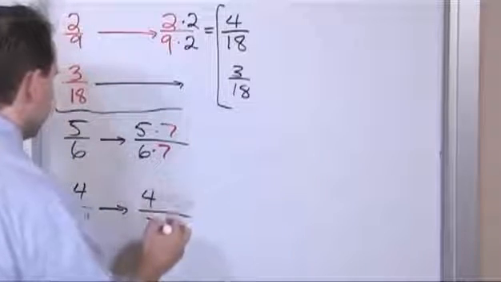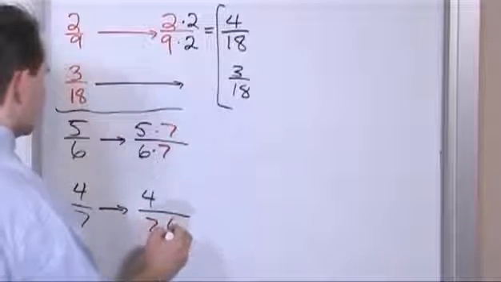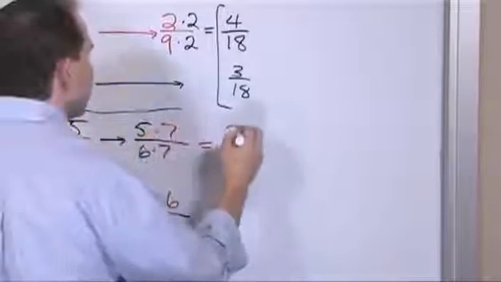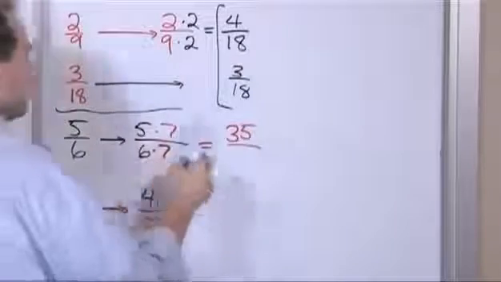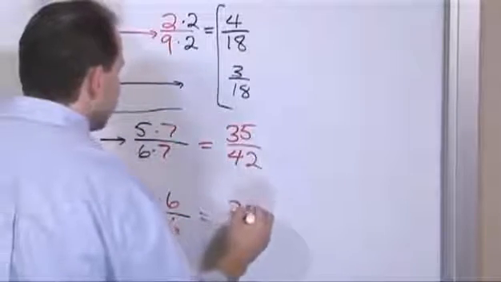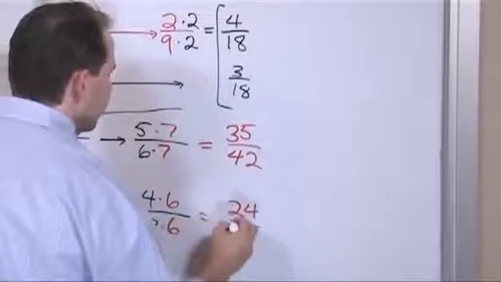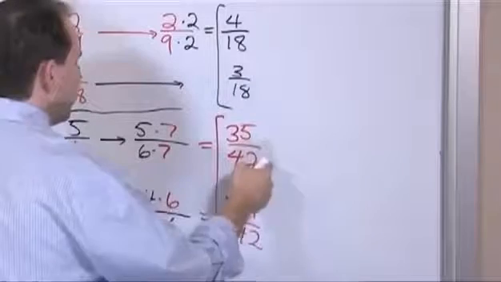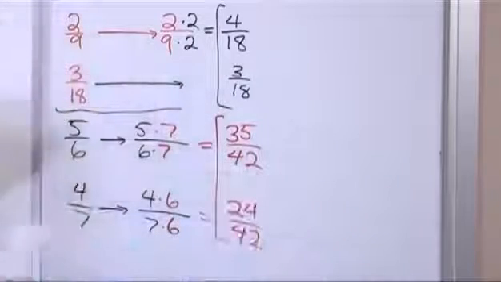And if I multiply this by 6, then what am I going to get? 5 times 7 is 35. 6 times 7 is 42. 4 times 6 is 24. 7 times 6 down here is 42. So notice these two fractions, 35/42 and 24/42.